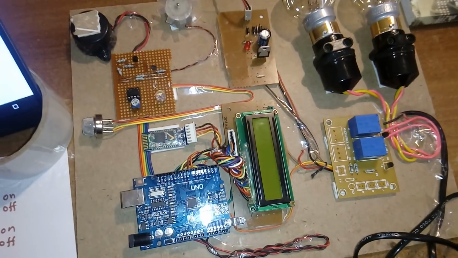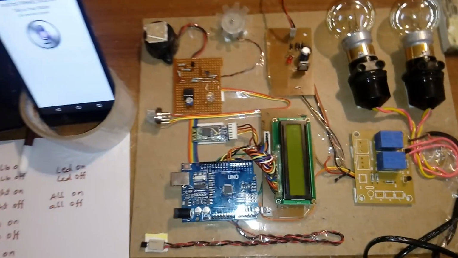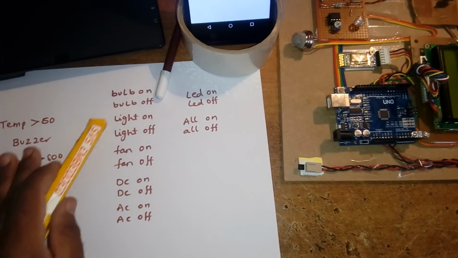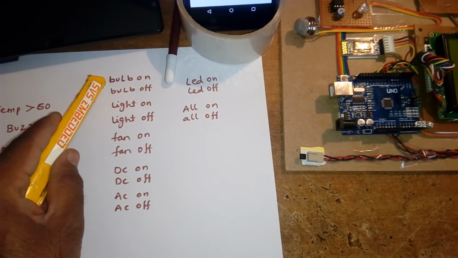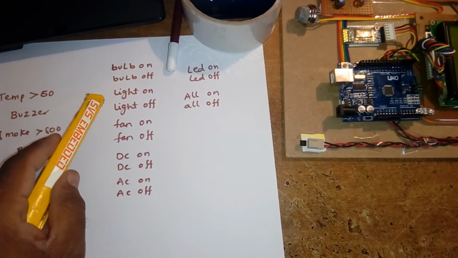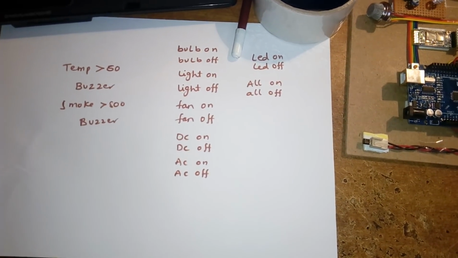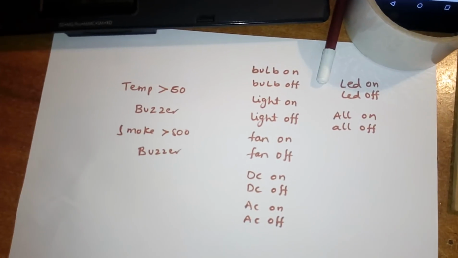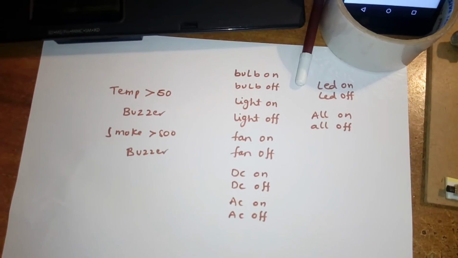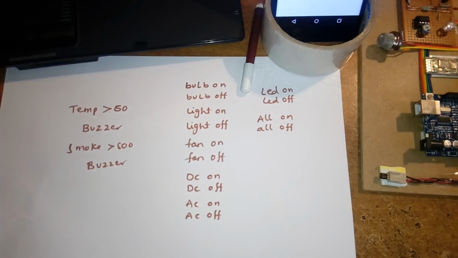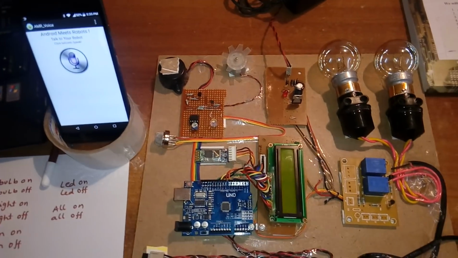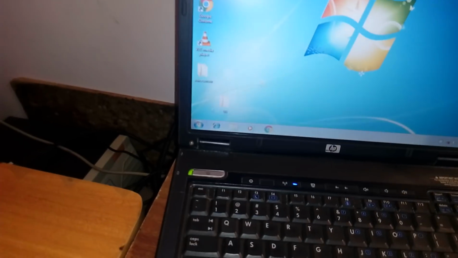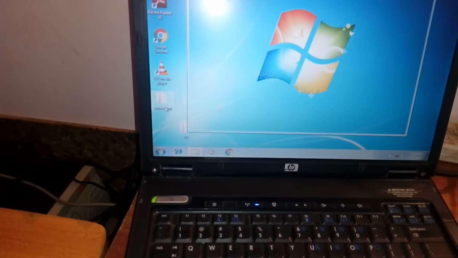So this is my hardware unit. The commands are bulb on, bulb off, light on, fan off, DC on, AC on, LED on, all on, all off, temperature 60 degrees and above buzzer on, smoke 800 above buzzer on. We are using AMR_voice.